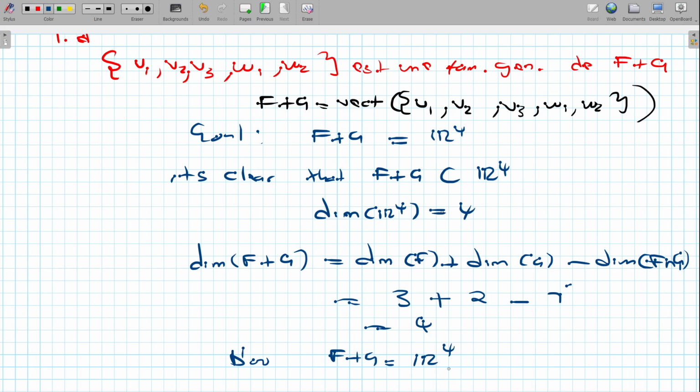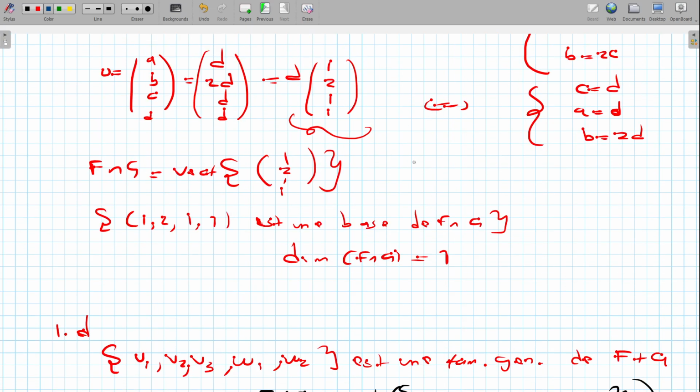However, the answer here is not direct. We have to consider a linear combination of these vectors: alpha 1 multiplied by V1 plus alpha 2 multiplied by V2 plus alpha 3 multiplied by V3 plus alpha 4 multiplied by W1 plus alpha 5 multiplied by W2. We suppose that the linear combination is equal to 0, and then we check whether the scalars are all equal to 0.